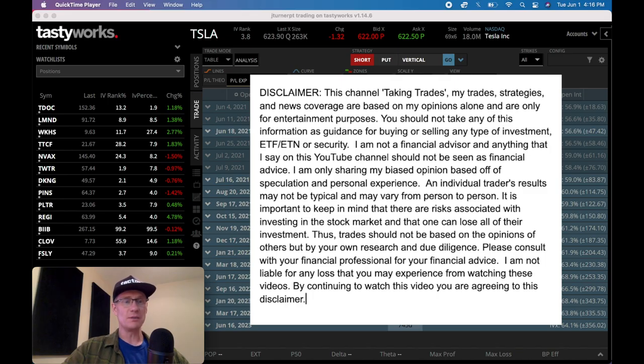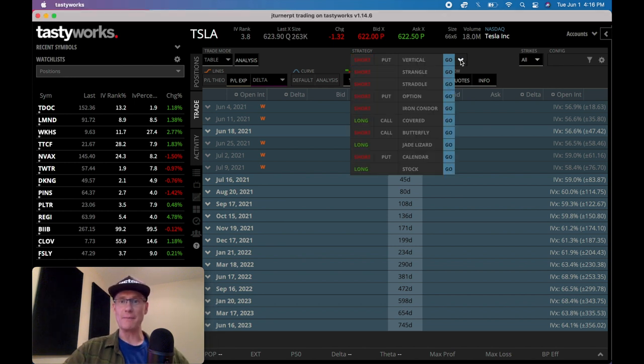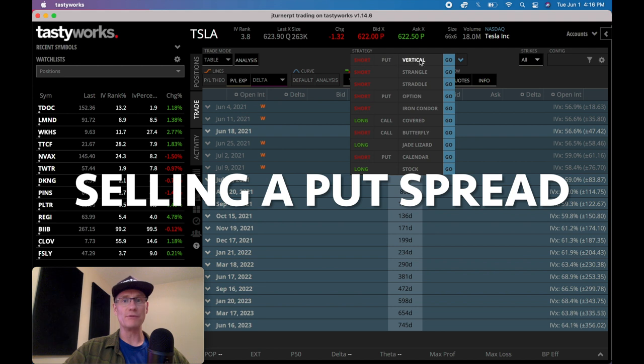Okay, so I have the Tastyworks platform open. I have Tesla up on my charts. I have the options chain open, and I want to dive right into this and show you exactly how you could put on this option strategy that's super, super simple. The name of this option strategy, if you go to this dropdown, is just called a short put vertical. Or in other words, you may have heard people say a short put spread, selling a put spread.